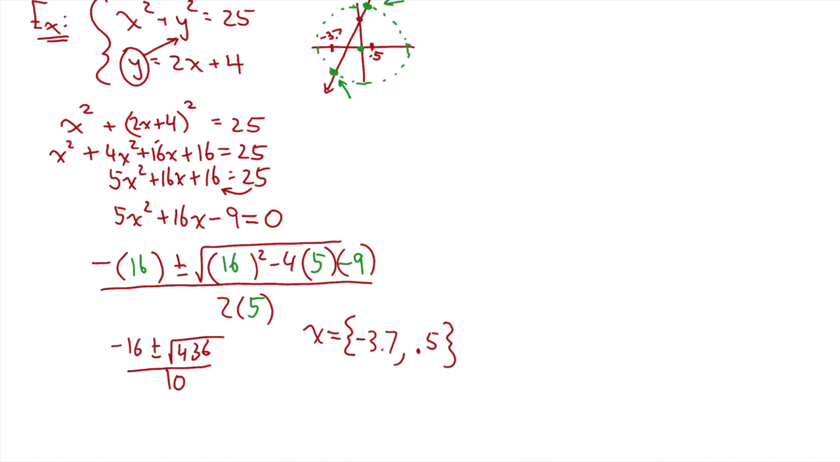But I want coordinates, so how am I going to find them? You pick the two answers and plug them into an equation. The first one will give you the answers, but the second one is much easier to work with. So if you plug into y equals 2x plus 4, life is nice. So y equals 2 times negative 3.7 plus 4, and y equals 2 times 0.5 plus 4.